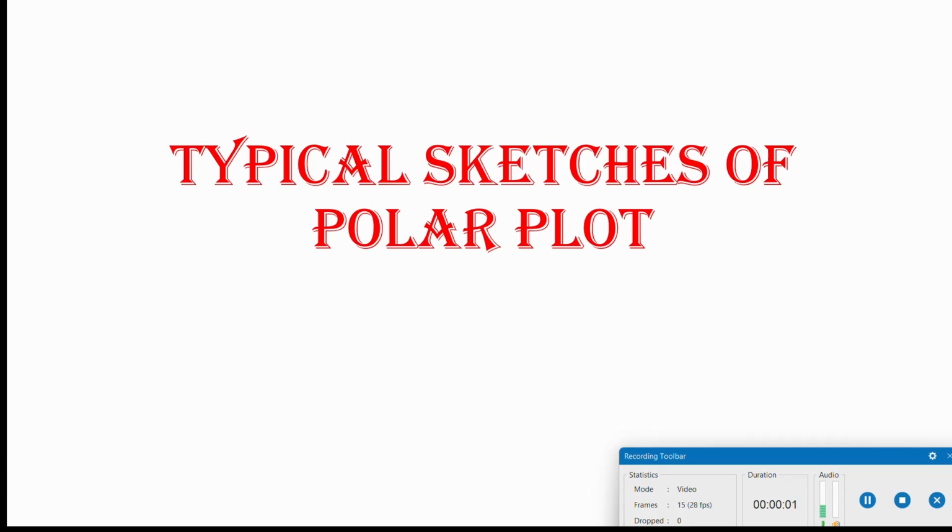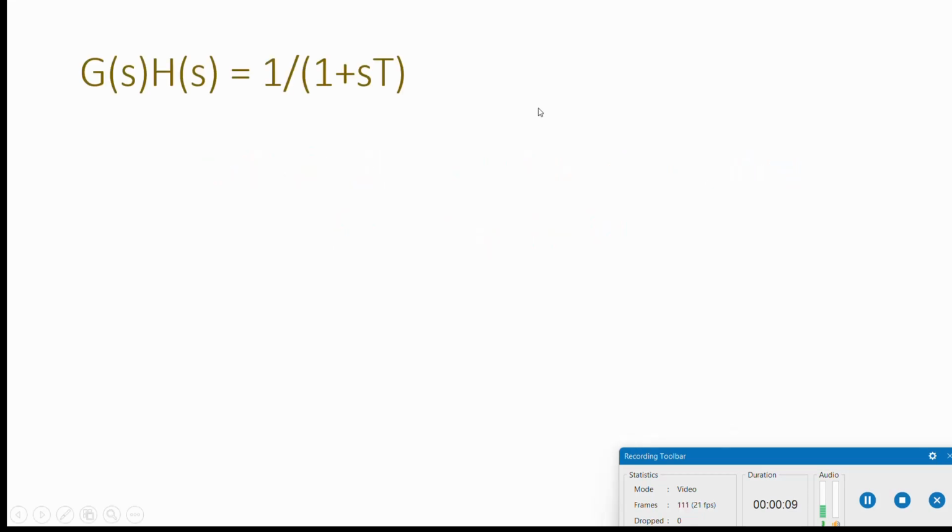Hi, hello. Today we are going to discuss typical sketches of polar plot. First, let us consider a transfer function G(s)H(s) equal to 1 divided by 1 plus sT.